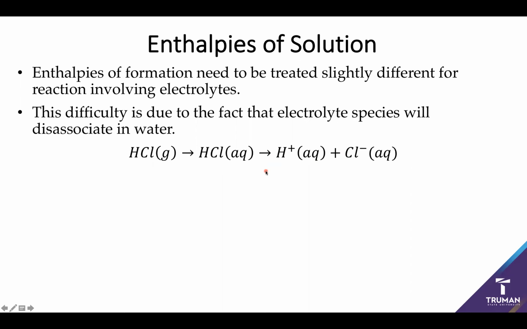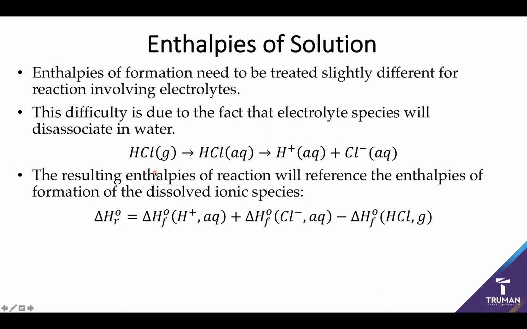And this actually does kind of convolute our enthalpies of reaction. So commonly, when we're dealing with systems that can break apart in solution, we have to account for the fact that the cation and anion are going to be different. So for example, if we're looking at HCl, for our enthalpy of reaction, we take the enthalpy of the proton plus the enthalpy of the chloride ion, and then we subtract out our original reactant, which was HCl in the gas phase, which is the default form of HCl.